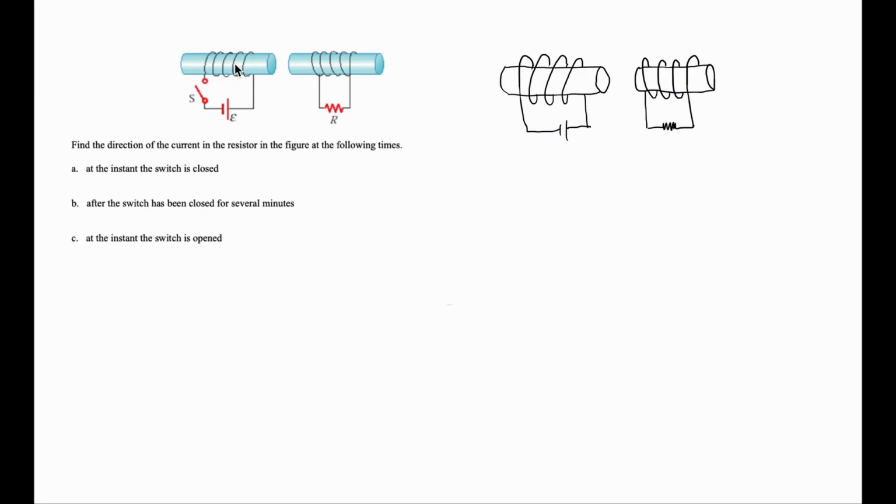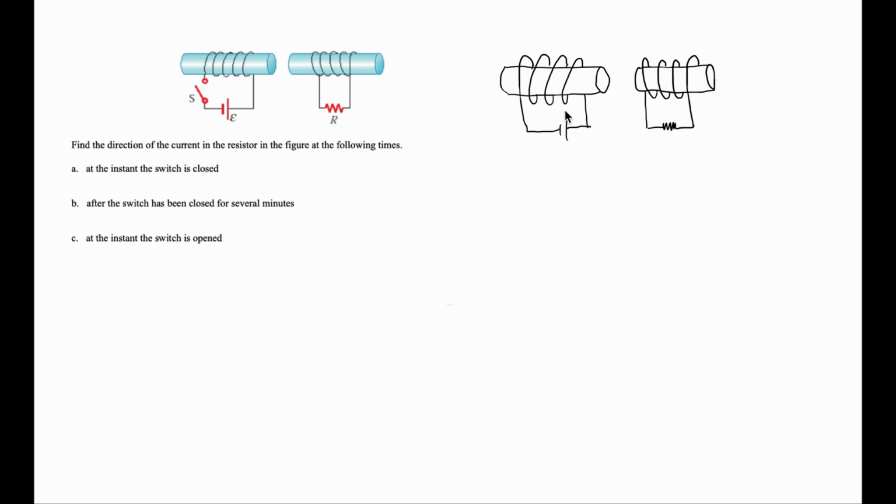In this problem, we have a coil that's hooked up to a DC battery and a switch. And if the switch is closed, that could allow current to flow. On the right, we have a similar coil that is hooked up to a resistor. Here we're going to see how changes in the current of one coil could cause changes in the current of the other coil. It's a phenomenon called mutual inductance.